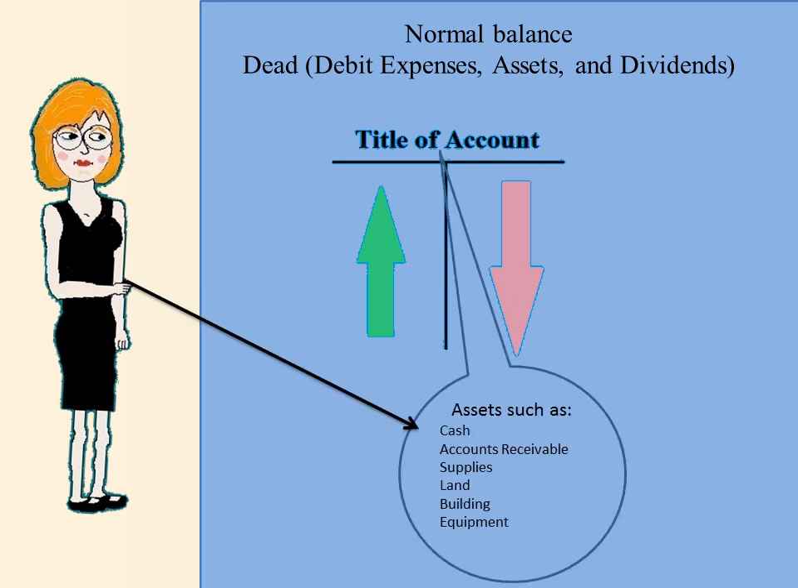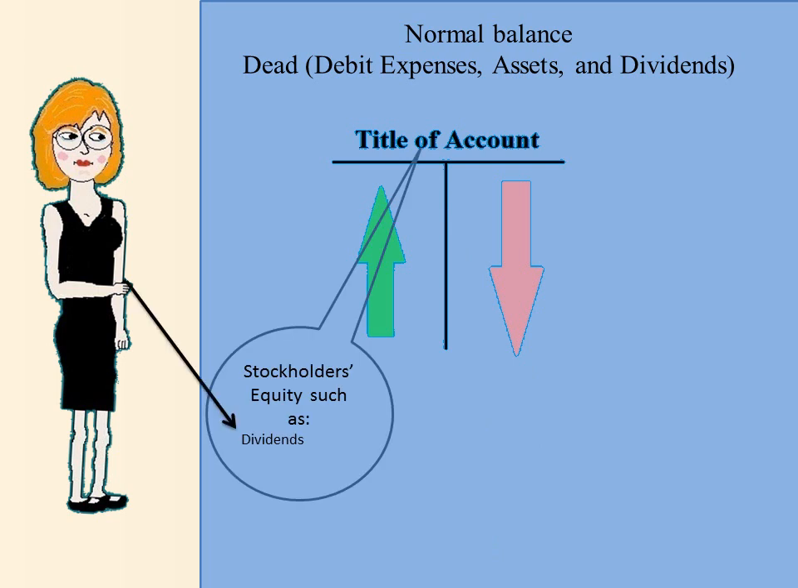Another category is assets, such as cash, accounts receivable, supplies, land, building, equipment. These are all items owned by the company, and when you buy them, you increase by debiting, and when you do something like pay out money, you decrease it by crediting it. Next is the stockholders' equity account, dividends, which increases on the left side and decreases on the right side. So that's DEAD: debit, expenses, assets, and dividends.